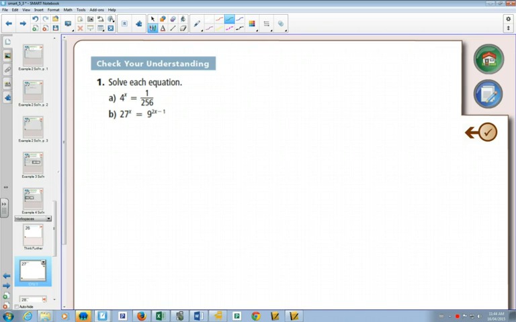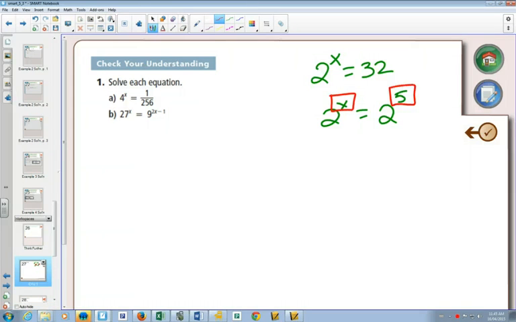If, for example, we start off with that original question that we did before, which was 2 to the x equals 32. We notice 32 is on your powers chart. It's equal to 2 to the 5. And once you get both sides with the same base, it becomes merely an observation. What could x possibly be if 2 to the x equals 2 to the 5? X would have to be 5.